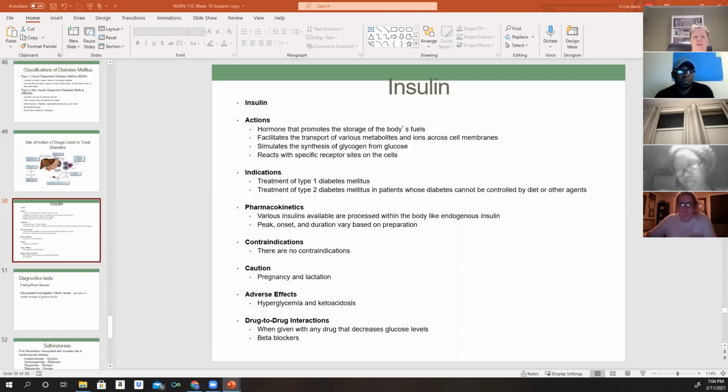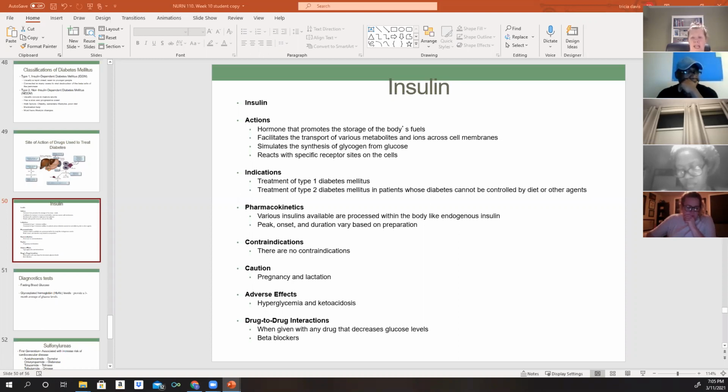So insulin is a hormone that promotes the storage of the body's fuels. It facilitates the transport of various metabolites and ions across various cell membranes. It stimulates the synthesis of glycogen from glucose, and it reacts with specific receptor sites on the cells. So we use this to treat type 1 diabetes and type 2 diabetes in patients whose diabetes cannot be controlled by diet or other agents. There's a lot of different insulins out there.